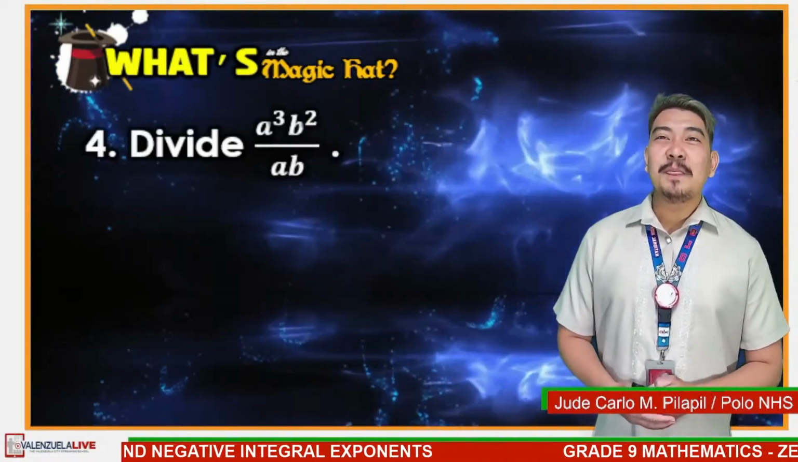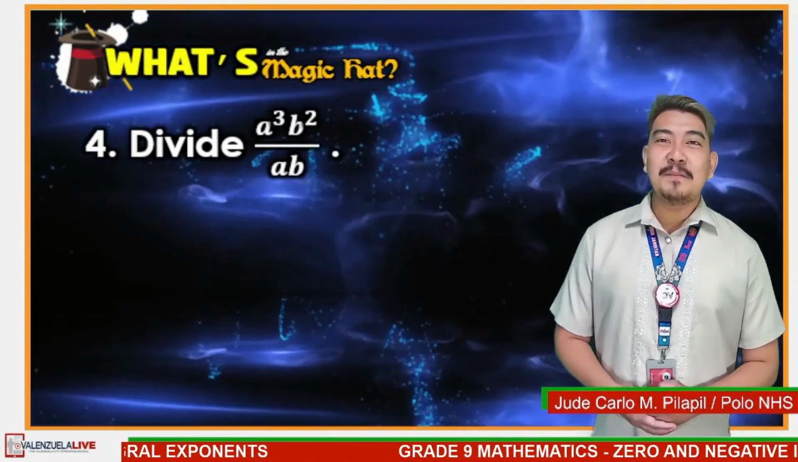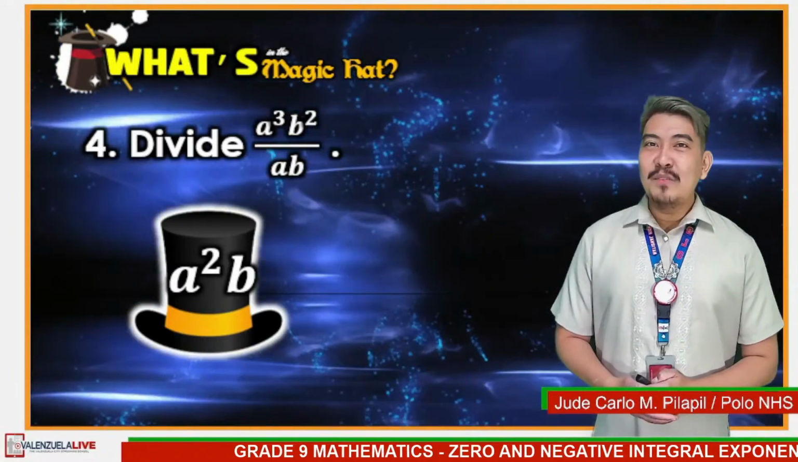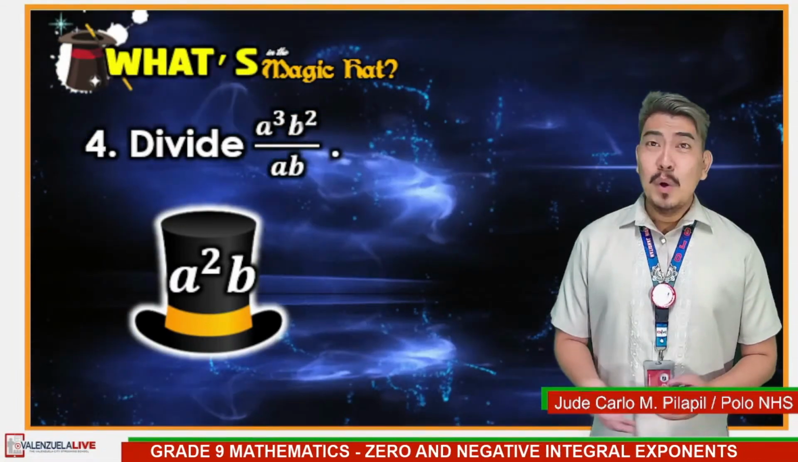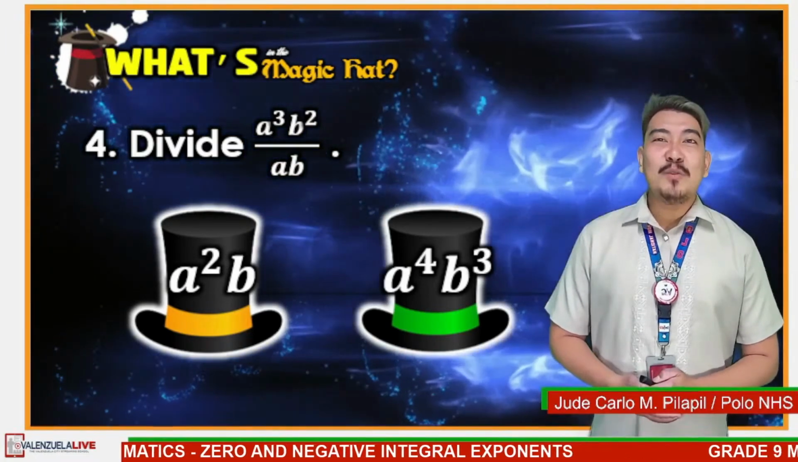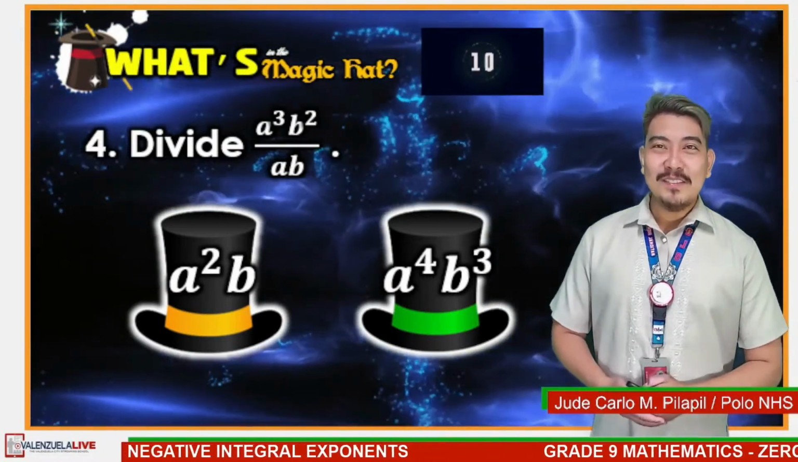The next one, divide a cubed, b squared, and ab. Is it a squared b given in the orange hat? Or a to the 4th b cubed given in the green hat? 10 seconds, go.